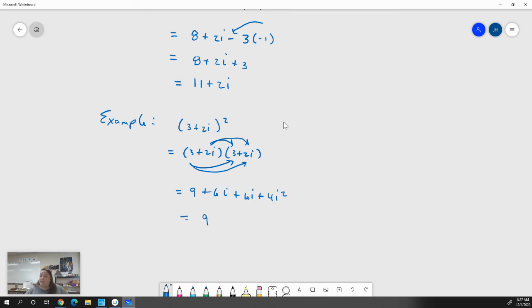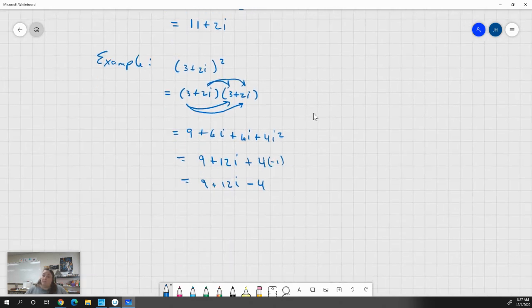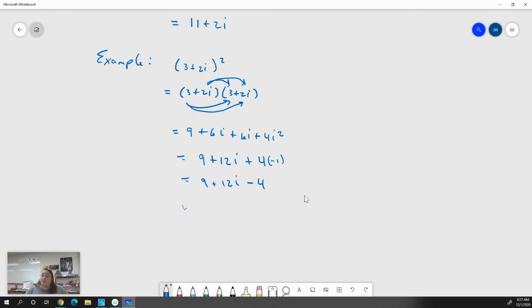So if I look at this now, I have 9 plus 12i, we add those two together, plus 4i squared. Well, that's just 4 times negative 1, which gives me 9 plus 12i minus 4. And then we can combine our 9 and our 4. 9 minus 4 is 5 plus 12i.